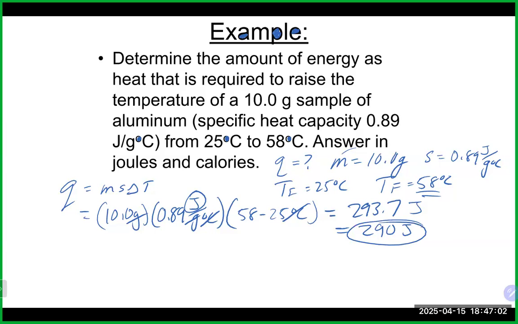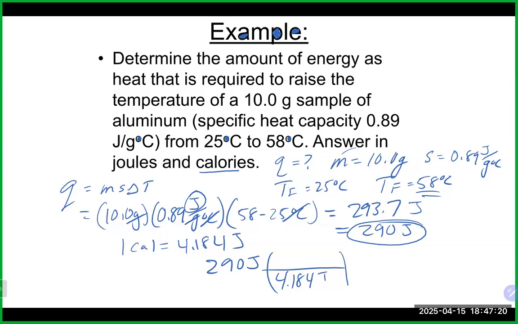Now we do want it in calories as well. So here we have 1 calorie is 4.184 joules. We'll go 4.184 joules per calorie in this case. Joules are going to cancel. I should use a rounded number on my calculator there. I'll go 69 calories in this particular case.